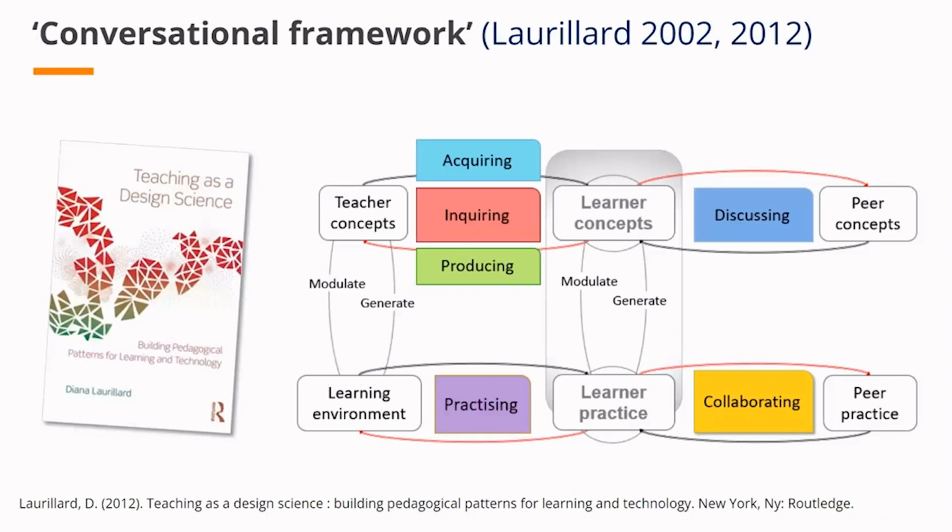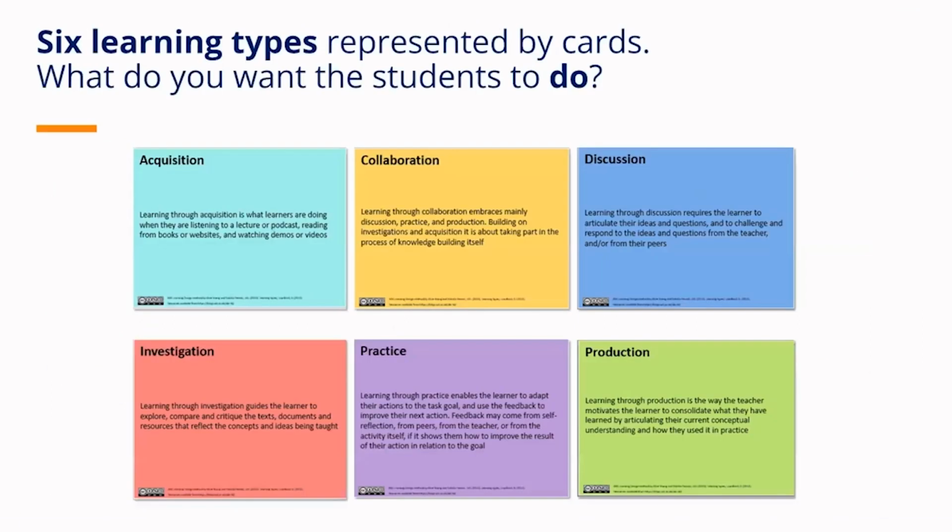Professor Diana Laurillard from the UCL Institute of Education developed the conversational framework to describe learning from a student's perspective. She identified 6 types of learning as students interact with their teacher, their learning environment, and other students. The 6 learning types are represented as 6 coloured cards in the ABC Learning Design method, and we'll go through each of these now.